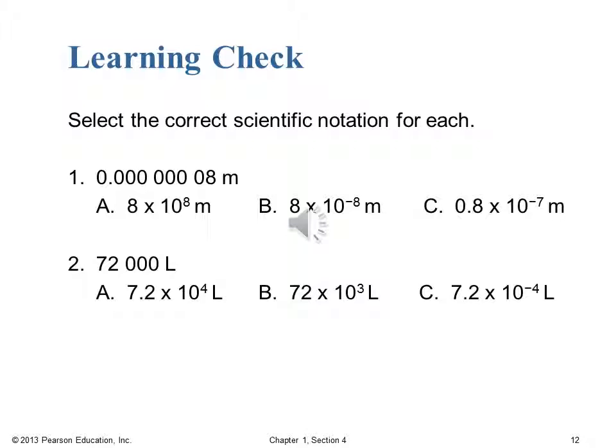For number 2, we have 72,000 liters. So would that correspond to A, 7.2 times 10 to the 4th liters, B, 72 times 10 to the 3rd liters, or C, 7.2 times 10 to the minus 4 liters? Take a moment, pause the video if you must, and figure out your answer, and we'll look and see how you did.